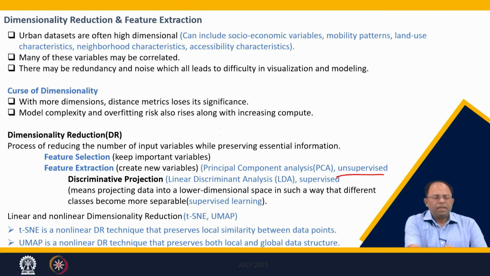This is known as discriminative projection. One of the methods within that is linear discriminant analysis, and this is actually a supervised method. Using this we can also do classification. So it is not only a method to reduce the dimension, but it can also result in identification of classes. This means projecting data into a lower dimensional space in such a way that different classes become more separable, and in most cases this is a supervised way of doing it. It's supervised learning.